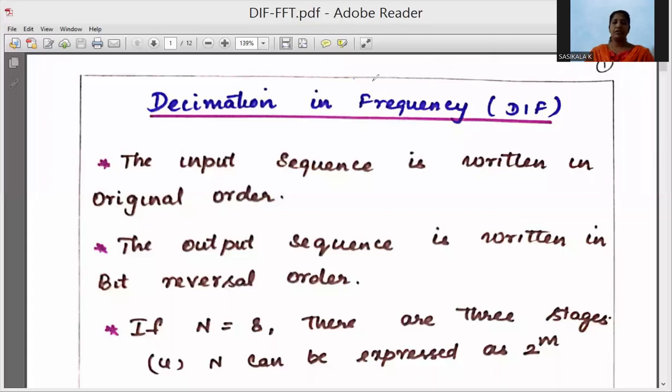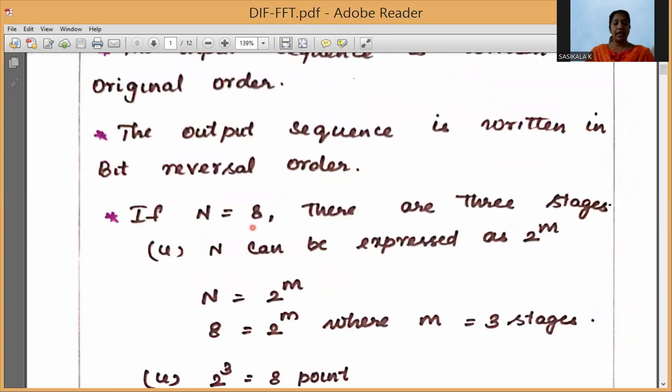Hello everyone. Today we are going to see about the decimation in frequency, that is DIF, to compute the DFT, discrete Fourier transform. So the rules for this DIF are: the input sequence is written in the original order, the output sequence is written in the bit reversal order. Next, if n is equal to 8, that is an 8-point DIF is given, so we have three stages.